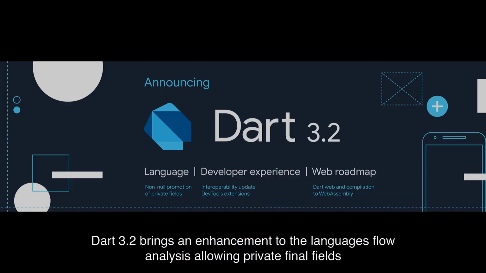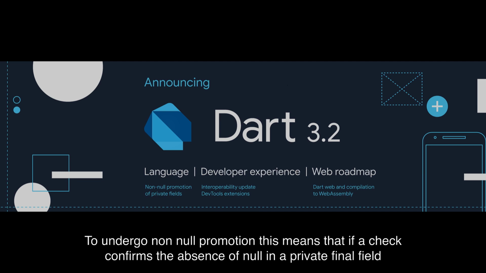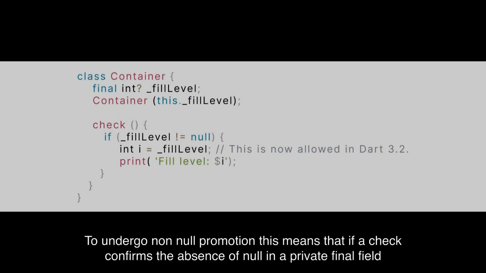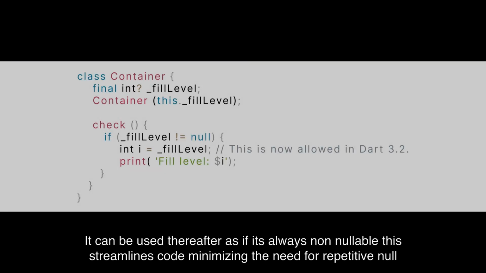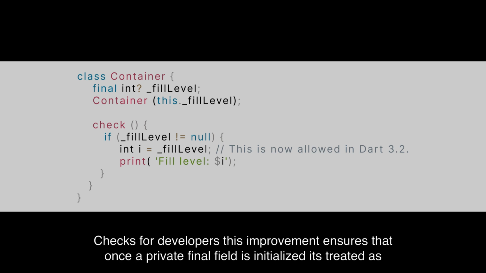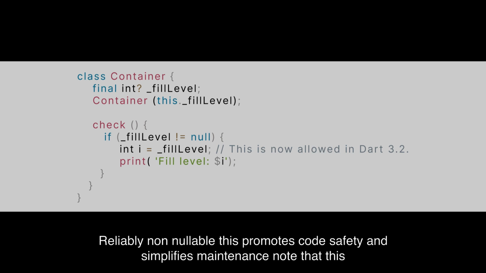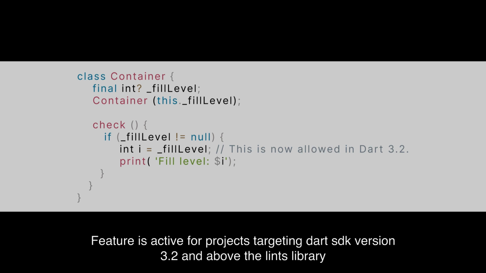Dart 3.2 brings an enhancement to the language's flow analysis, allowing private final fields to undergo non-null promotion. This means that if a check confirms the absence of null in a private final field, it can be used thereafter as if it's always non-nullable. This streamlines code, minimizing the need for repetitive null checks. For developers, this improvement ensures that once a private final field is initialized, it's treated as reliably non-nullable. This promotes code safety and simplifies maintenance. Note that this feature is active for projects targeting Dart SDK version 3.2 and above.